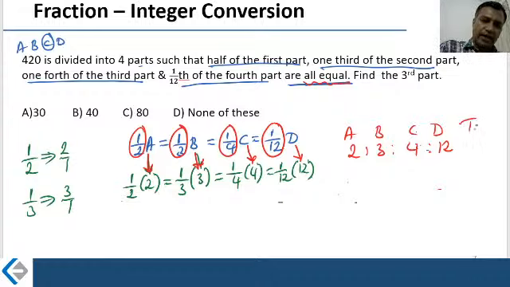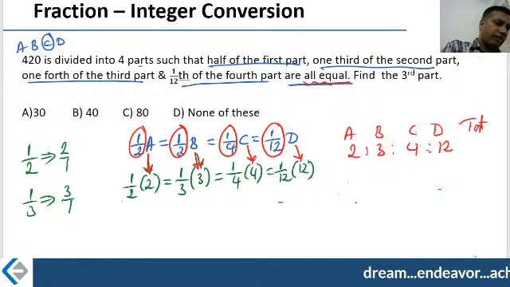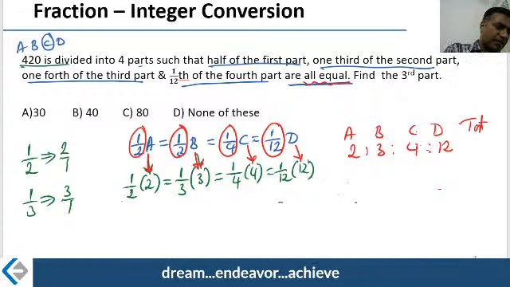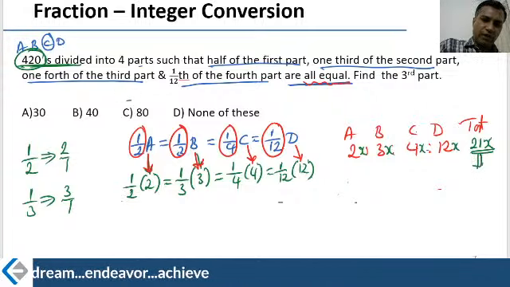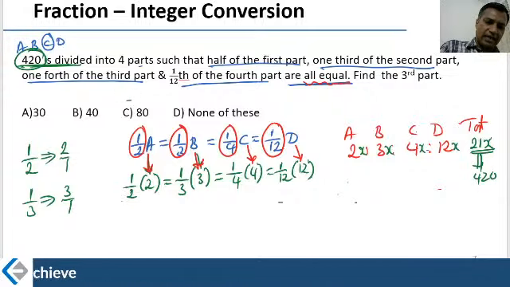So as I told you again, total. Let's put it to total, friends, because total has been divided here. Total is 420. Therefore, A gets 2x, B gets 3x, C gets 4x, and D gets 12x. Right, now therefore they are getting 21x in total. What does 21x correspond to? 420. 21x corresponds to 420. Simple calculation, right?